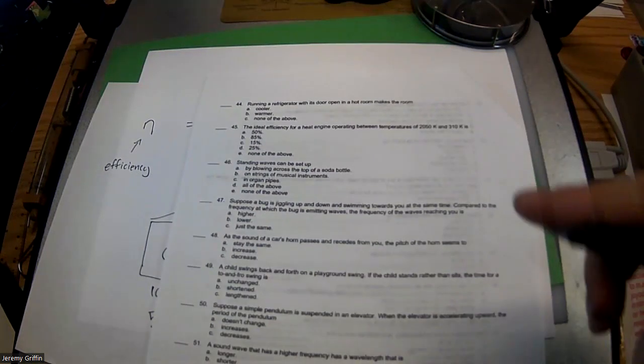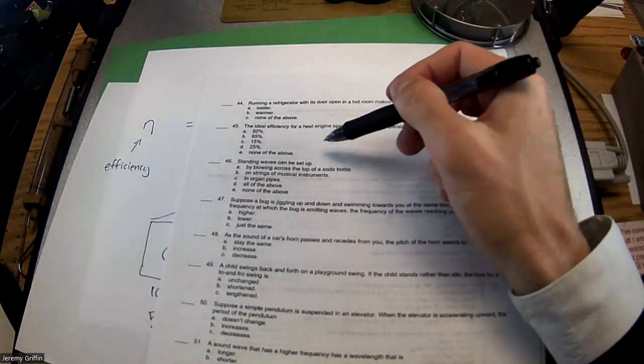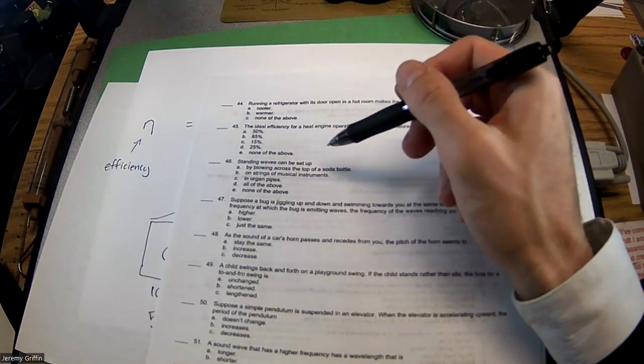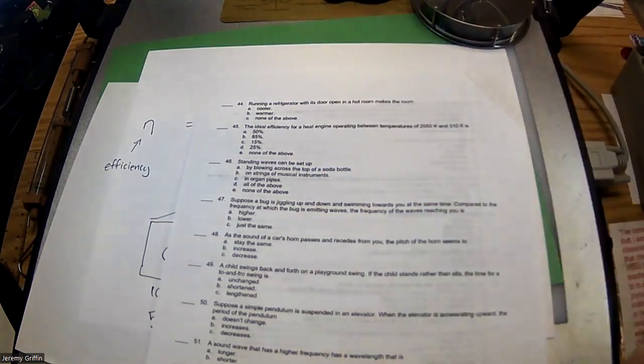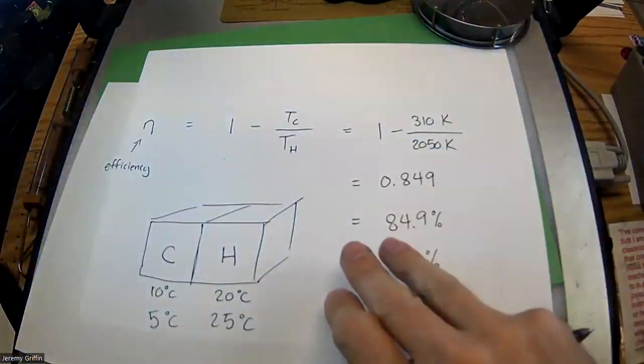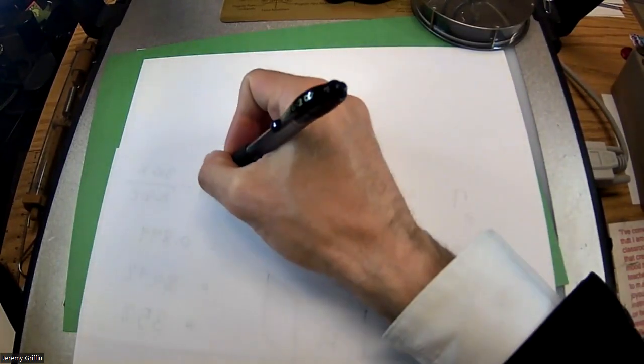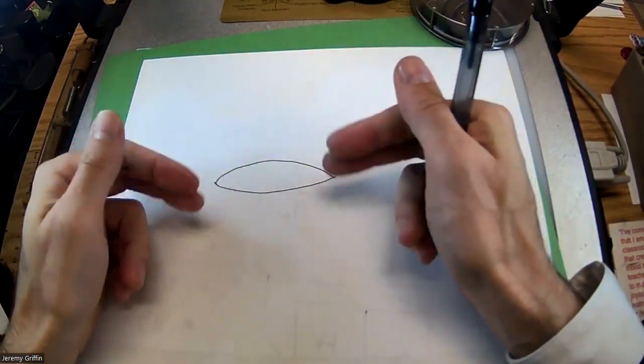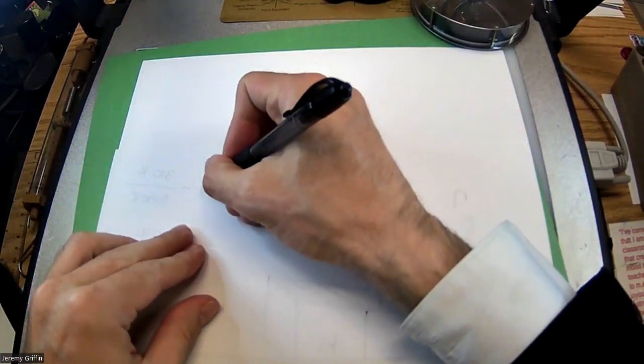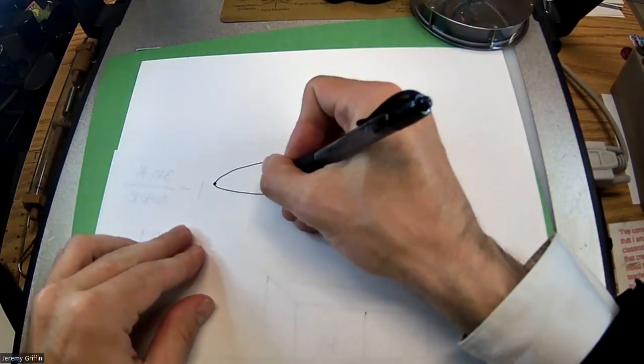All right, 46, standing waves. Okay, so I think we're moving on from thermo and heat transfer to waves and harmonic motion. Standing waves can be set up. Let me remind you guys what standing waves are. So say you pluck a guitar string. It goes wow, wow, wow, wow, wow. It doesn't have 2 nodes and one antinode, right?